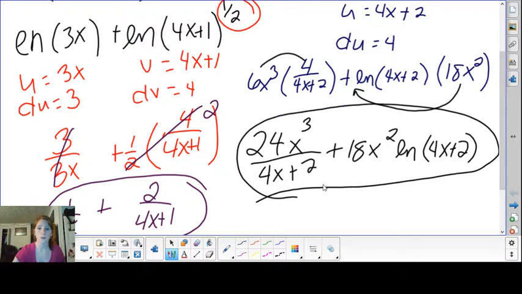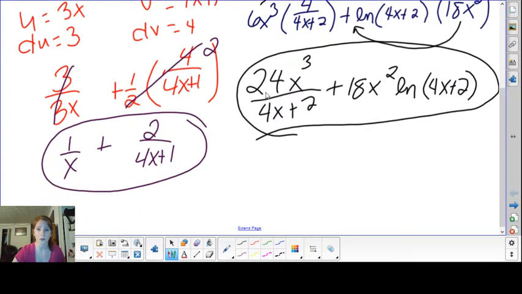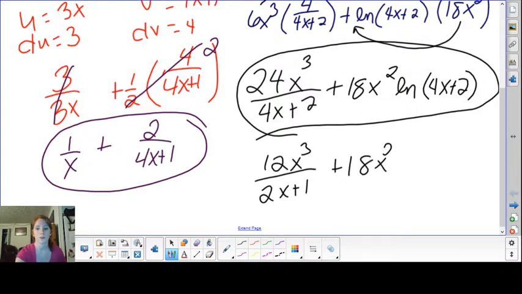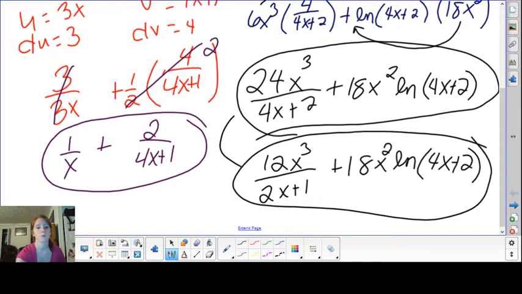And if you wanted to divide everything in this first term by a factor of 2, you could. So you would get 12x cubed over 2x plus 1 plus 18x squared natural log of 4x plus 2. So, same thing.